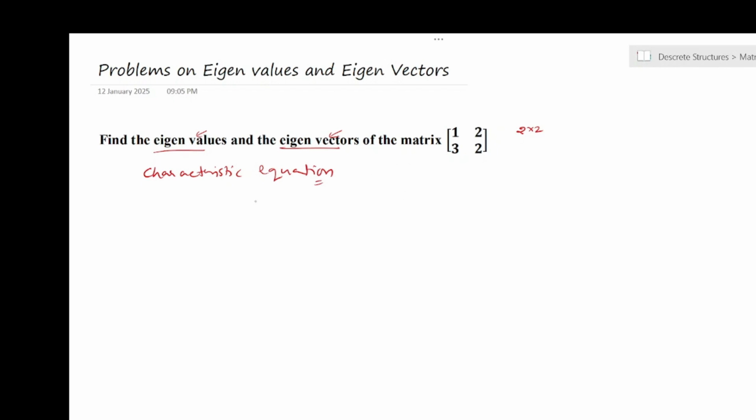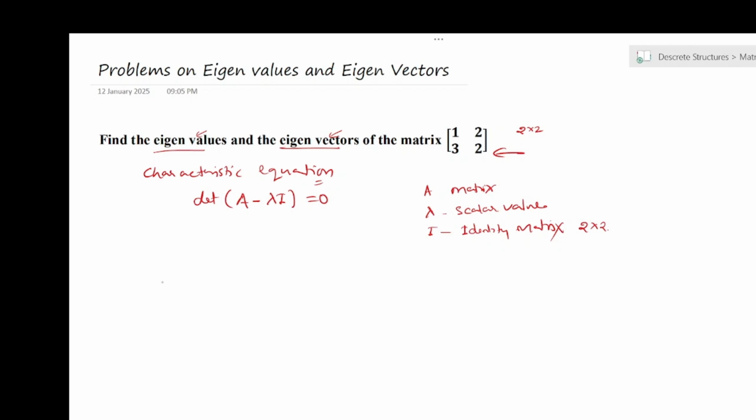Characteristic equation is determinant of A minus lambda I is equal to 0, where A is a matrix, lambda is a scalar value, and I is an identity matrix of 2 cross 2 in this particular question. Okay, it is of 2 cross 2.